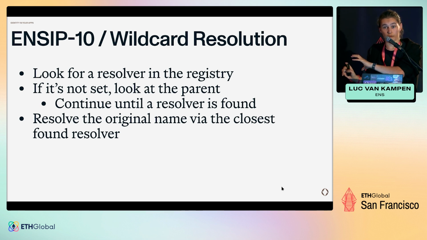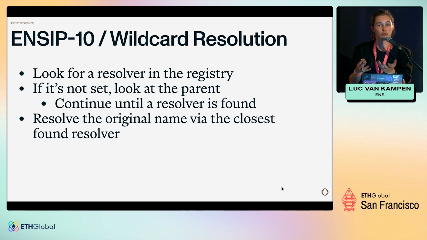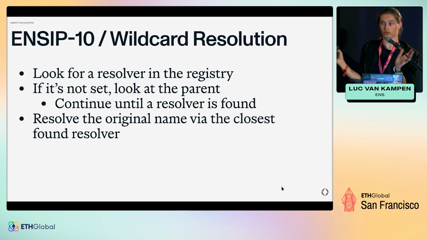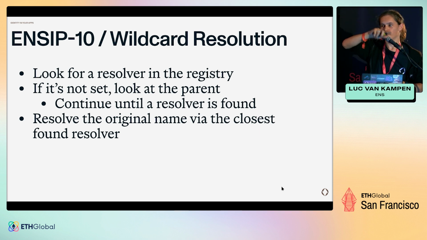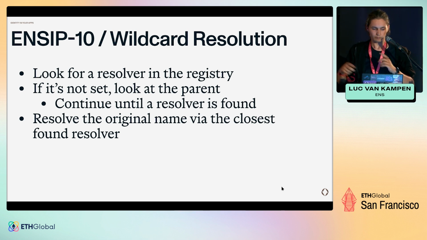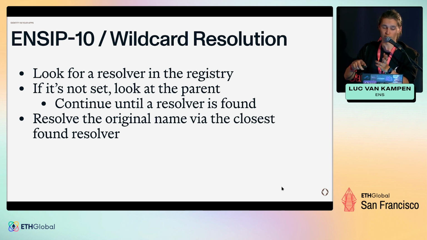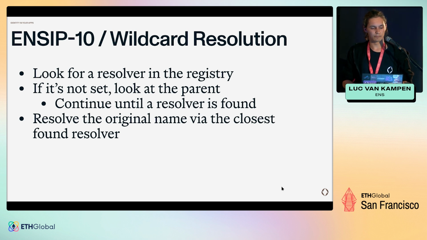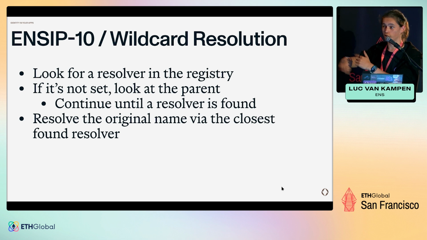So this leverages wildcard resolution, the idea that you can do a lookup for a name and that it exists somewhere in the space. And so it will do name lookup from back to the front, from eth to luc to hello. So hello.luc.eth, all of that fun stuff. So super simple, look for the resolver in the registry. If it's not set, look for its parent, and then continue until a resolver is found. Basically, it's just how we do name resolution under the hood. And then we resolve the original name via the closest we can find.